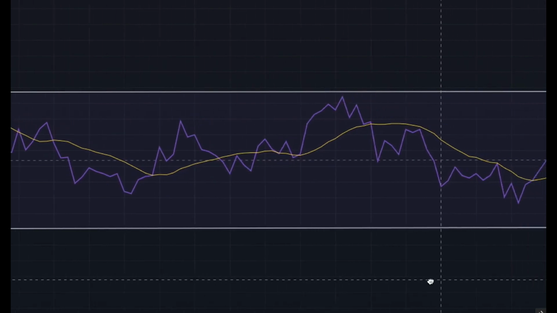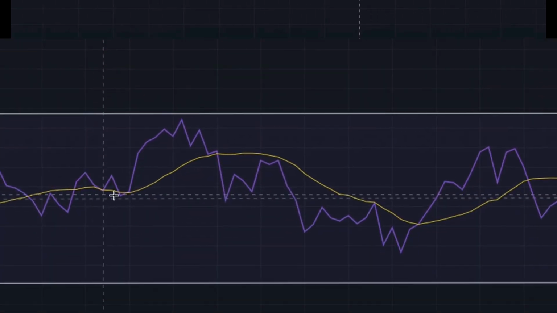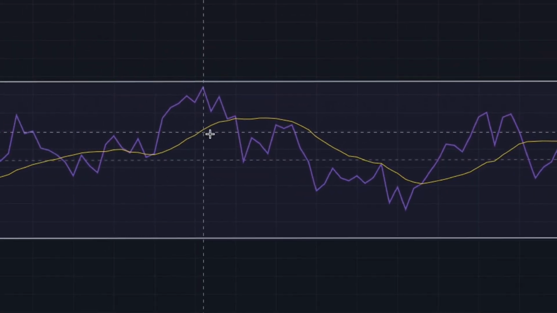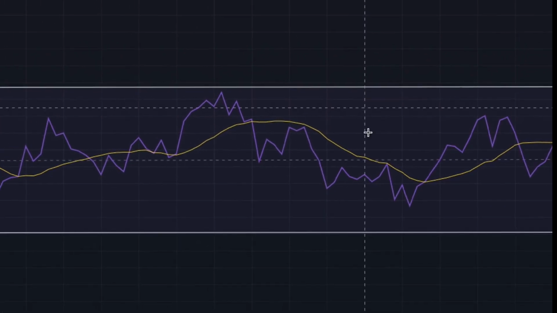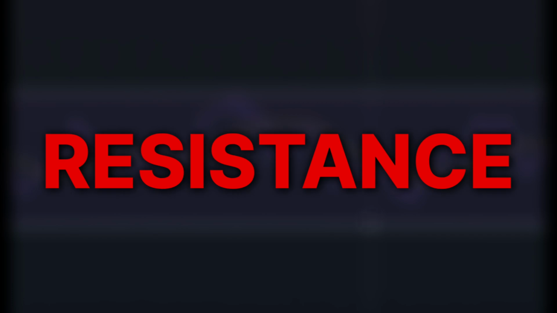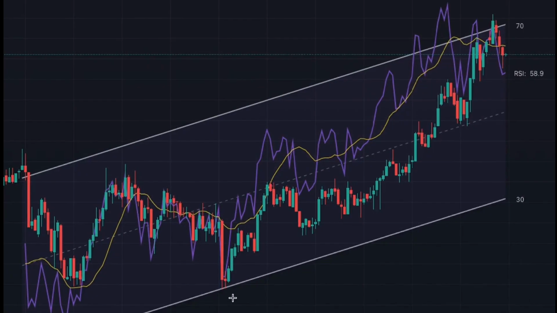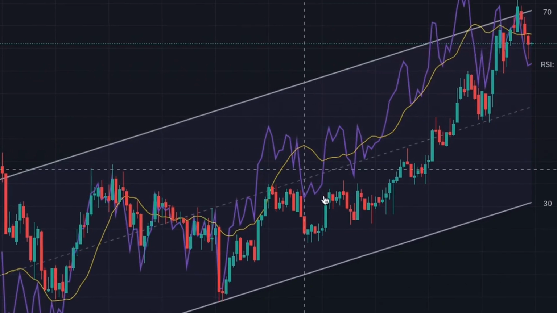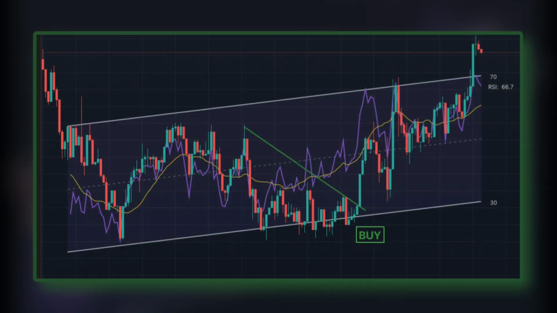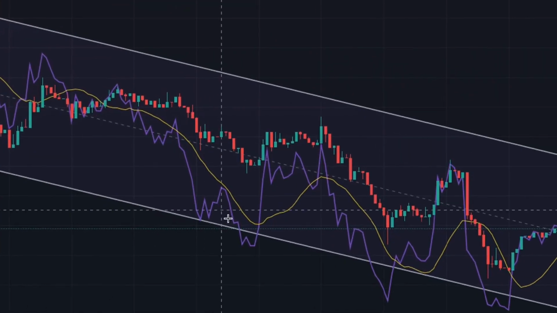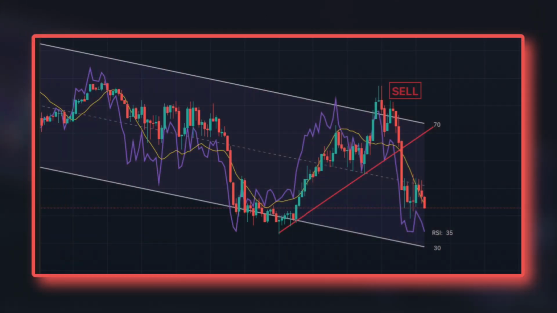This indicator plots a logarithmic regression midline, which represents the true direction of the market trend. Around that, it builds dynamic upper and lower bands, which act like adaptive support and resistance zones, and also tells trend direction. If the midline slopes upward, the trend is bullish, and we focus only on buying opportunities. If it slopes downward, the trend is bearish, and we're only interested in selling setups.